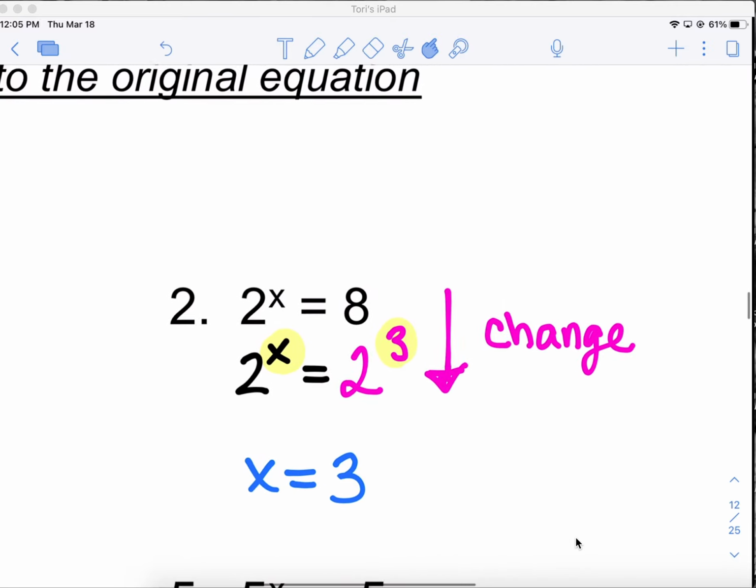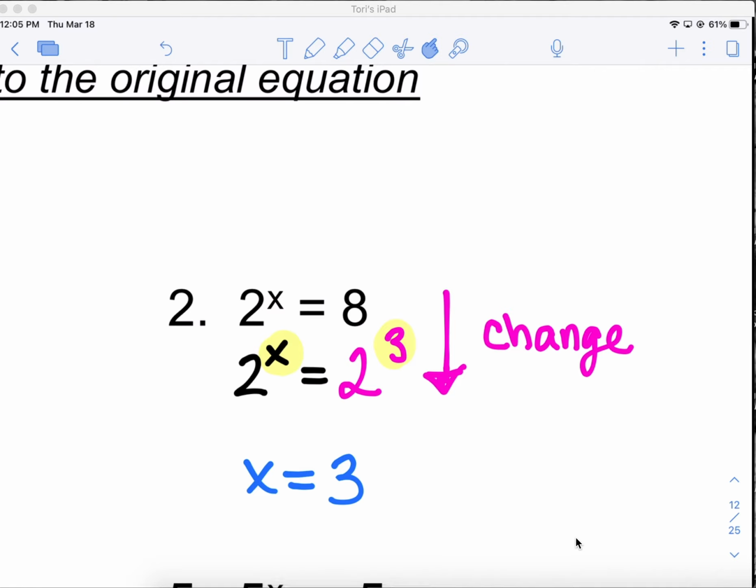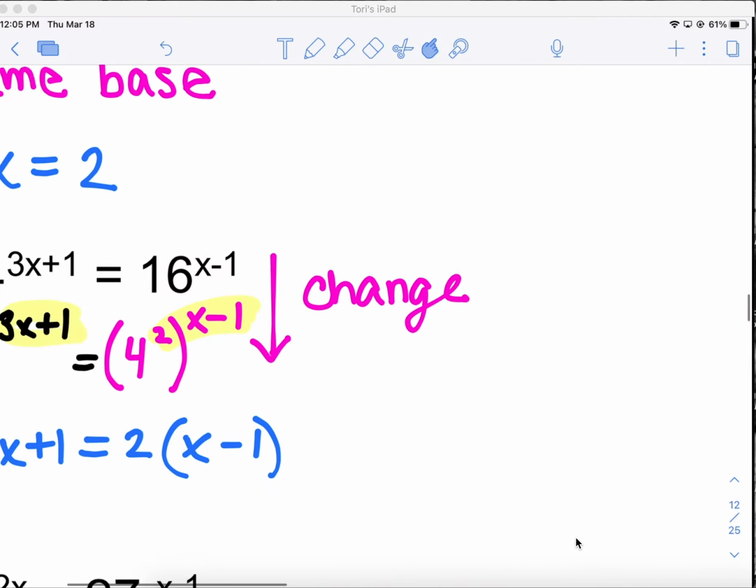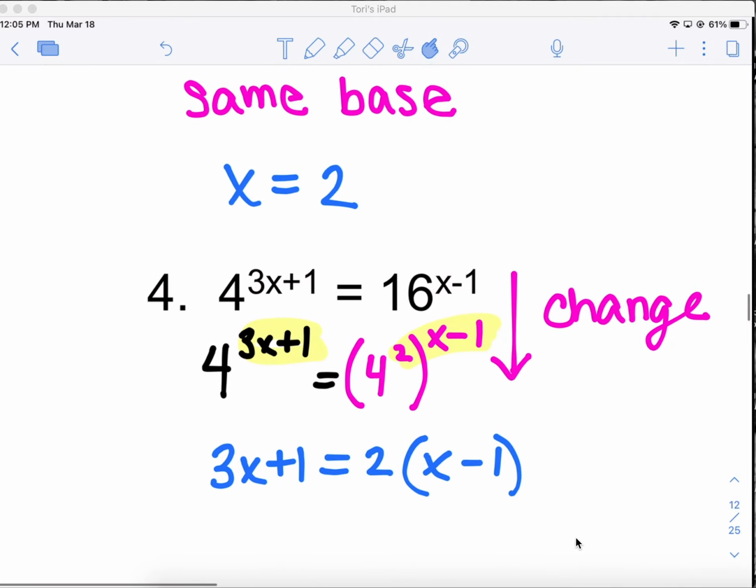Second problem. I don't have the same base, but I can make it the same base. 2 to the x equals 8. We know that 8 is the same as 2 to the third power. Now that the 2's are the same, I can say the exponents match. x equals 3. No solving. That's it. Very basic, okay? Let's do the same thing here so I can kind of show you where it's coming from. I'll zoom out in just a second.